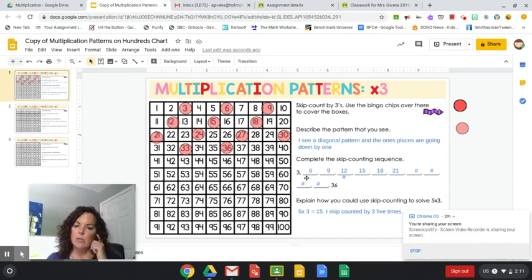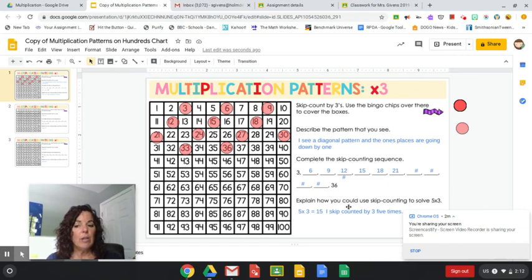And then I had to actually complete the skip counting. So I start with 3. That was my first number. Then I type 6 because that was my second number that had the bingo chip, right? So I'm skip counting by 3. It goes 3, 6, 9, right? That's the next one. And I kept going, and now I can figure out what comes after 21. I just look up at my chart. Oh, it's 24. And then type that number in there. And you'll do that all the way up to 36.